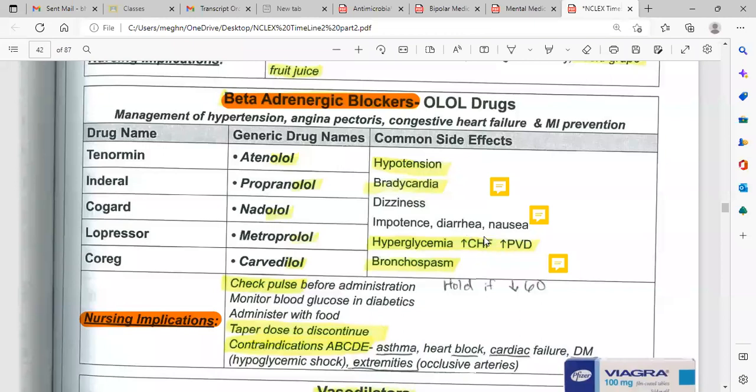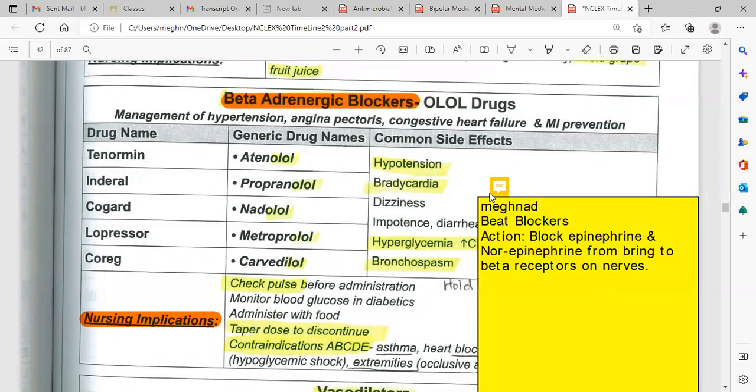Diarrhea and nausea, hyperglycemia, increase the chance of congestive heart failure, increase the chance of PVD, peripheral vascular disease, and increase the bronchospasm. So some notes here.